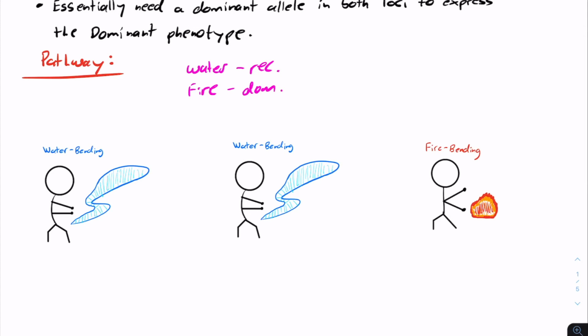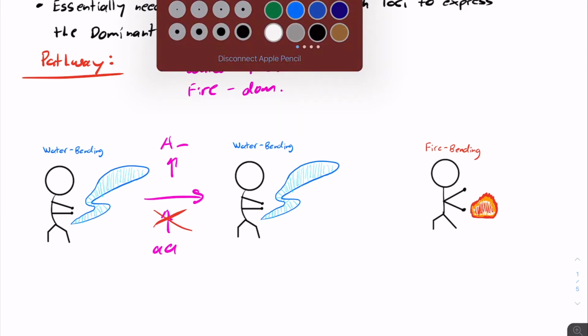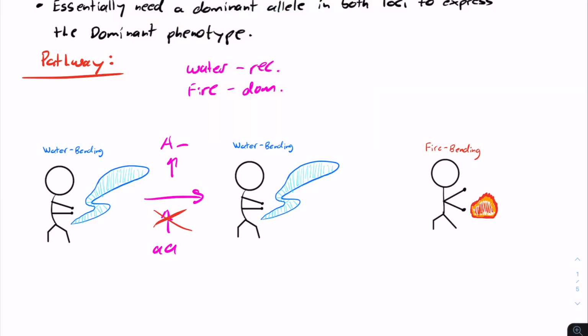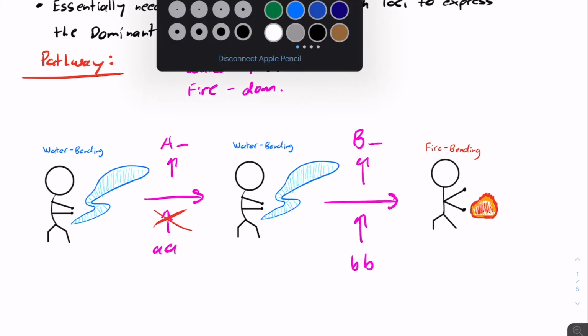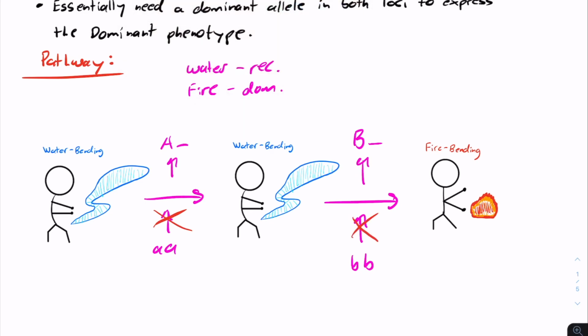And so in this pathway, for epistasis to work, if we want to cross over here, we would need the dominant A allele to be activated. However, if we have both recessive, then this pathway is not going to work. It'll just stay as a waterbender. But then we're still at the waterbending phenotype, and to get to firebending, we need the B dominant allele to also be activated. And if we have only recessive, then again, we're just stuck at being waterbenders.